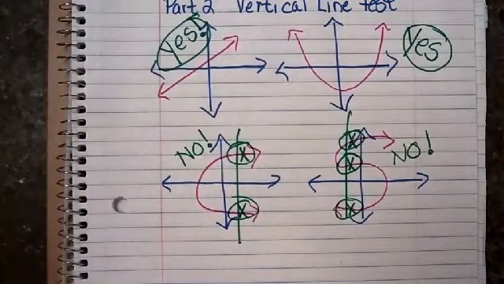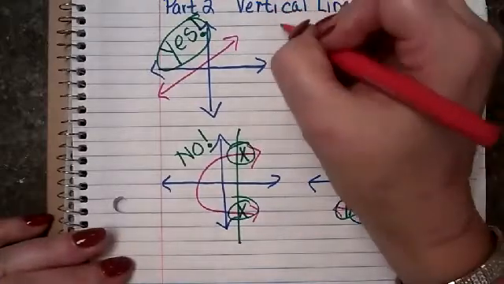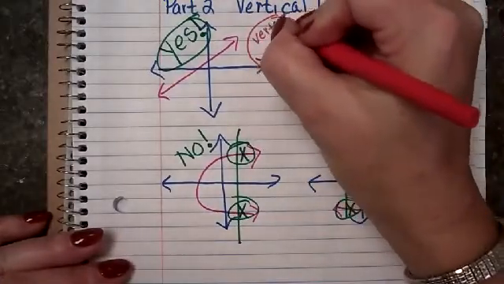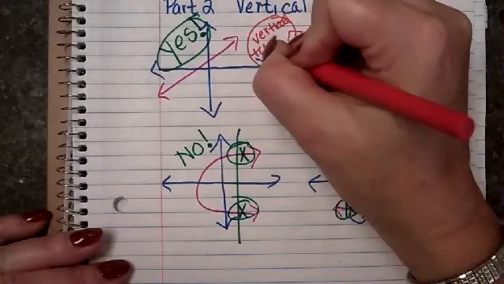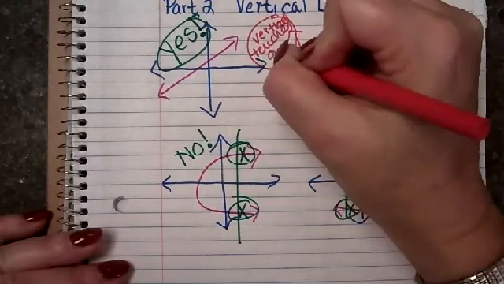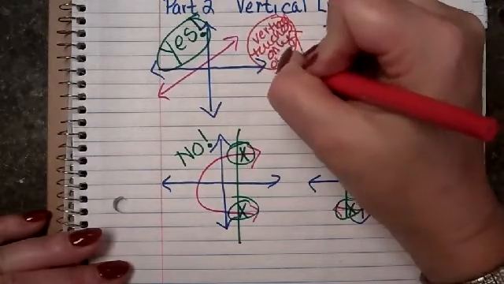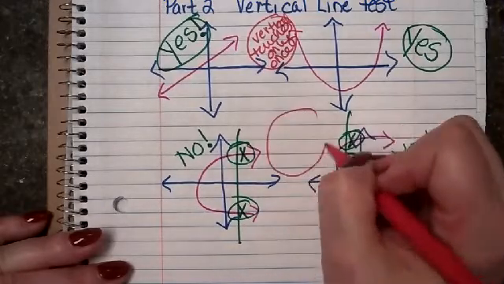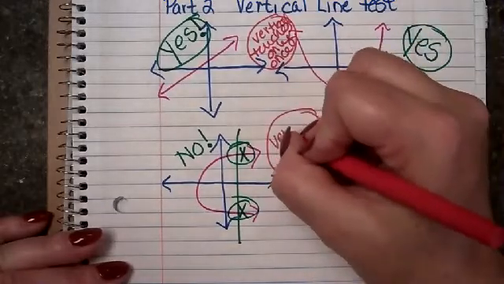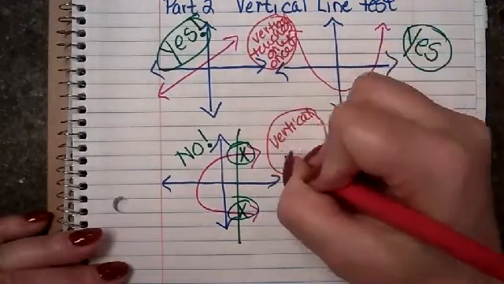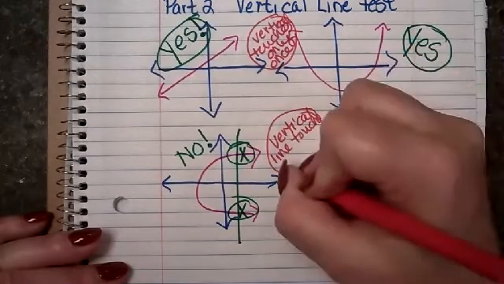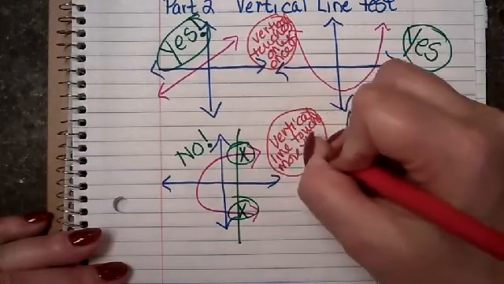Let's see. Grab another color. Do red. Okay, right here: vertical line touches only once. Okay. Right here, what happens? Vertical line touches more than once.